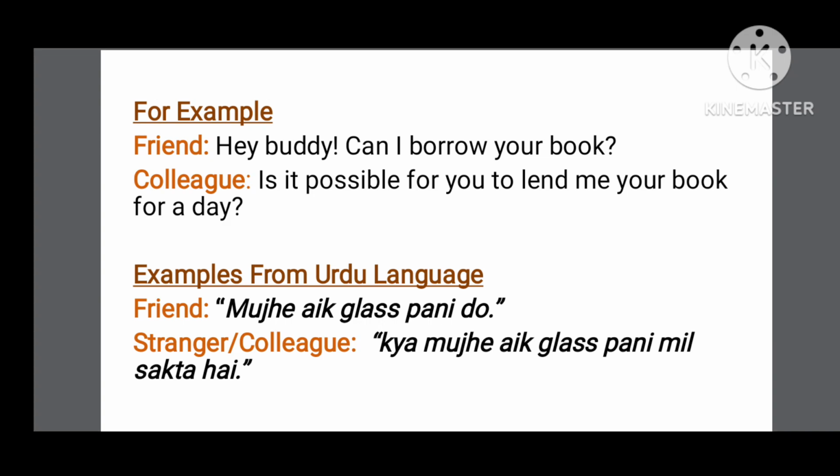Now take a look at the example from the Urdu language. A person is speaking with his friend and he says to him, "Mujhe ek glass pani do." But if that person is talking to a stranger or colleague, he would show some formality and rather he would say, "क्या मुझे एक glass पानी मिल सकता है?" So according to sociolinguistics, language changes according to its social context.